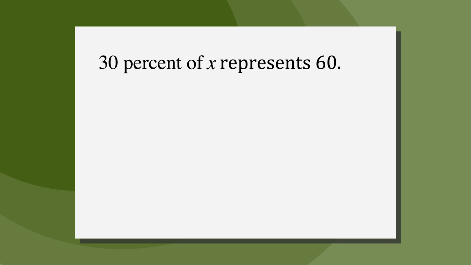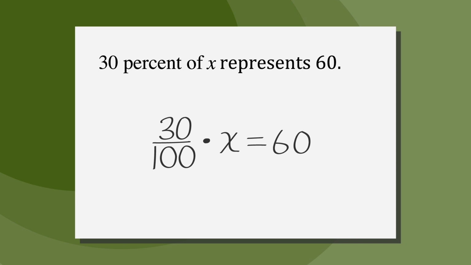Let's try one more. 30% of x represents 60. 30% can be written as 30 over 100. Since we need 30% of x, we multiply this fraction by x to get 30 over 100 times x. And since represents means equal to, we can set the entire expression equal to 60.